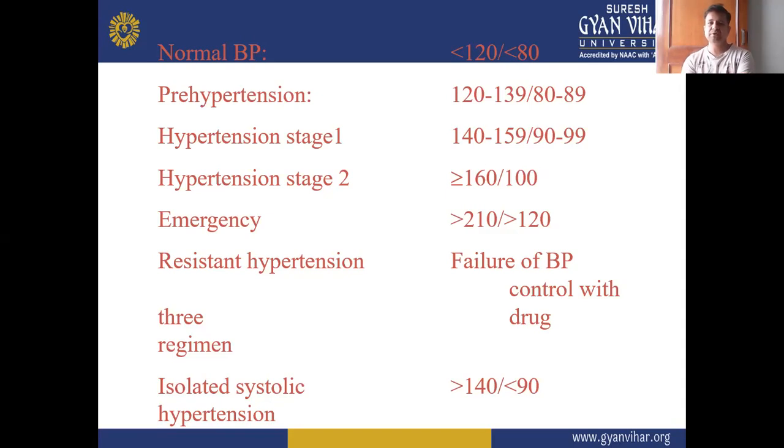Whereas in hypertensive stage 1, the systolic blood pressure may reach from 140 to 159 and diastolic 90 to 99. In hypertensive stage 2, it may reach more than 160 systolic and 100 diastolic. In case of emergency, it may reach 210 systolic and more than 120 diastolic. Resistant hypertension is a failure of blood pressure control with drugs.